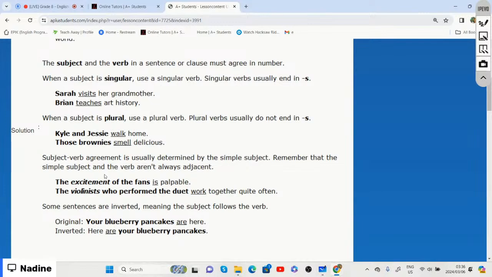But the inverted sentence would be, here are your blueberry pancakes. So basically the subject follows the verb. Your blueberry pancakes follows after are. And we call that sentence inverted.